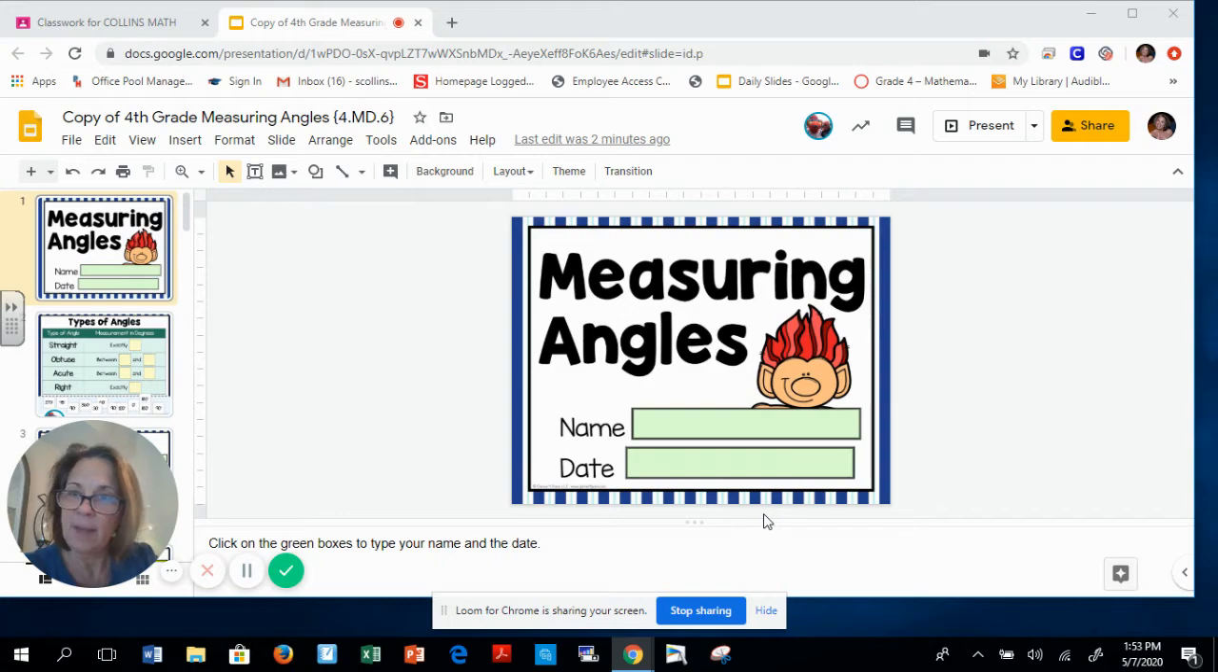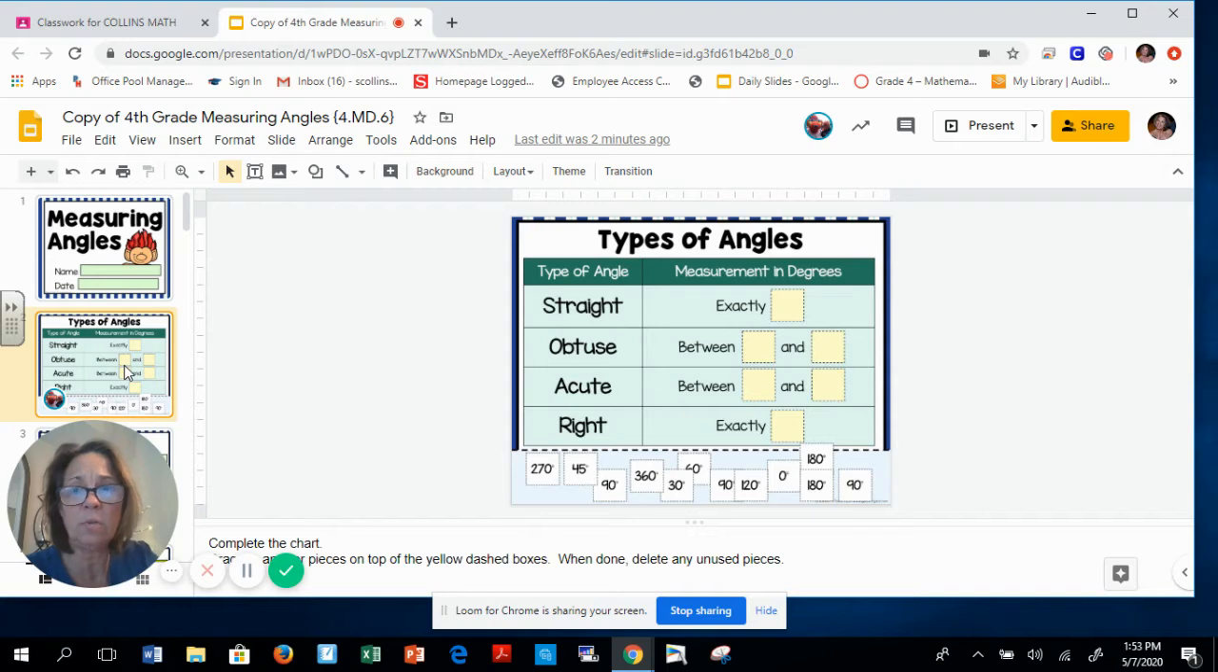We're coming near the end, so there's only a couple assignments left, and one of those is measuring angles, which is what I'm going to talk about right now. Measuring angles. This first slide here is kind of your go-to. It tells you the different types of angles.